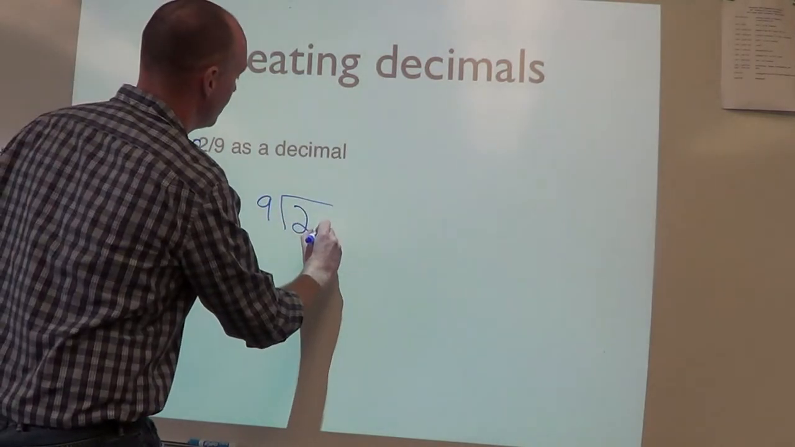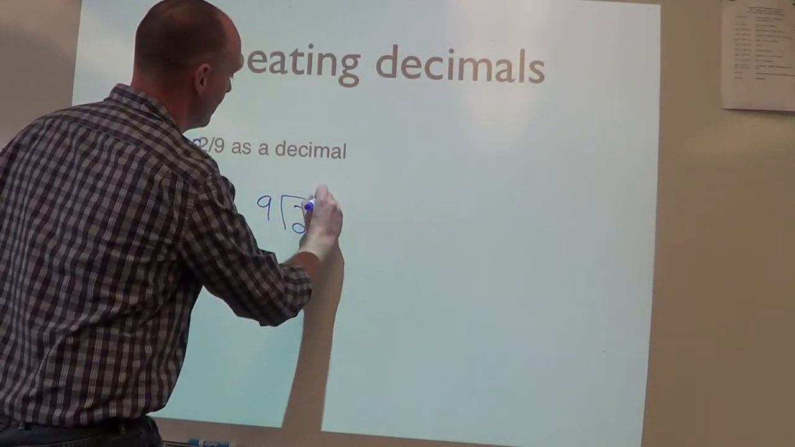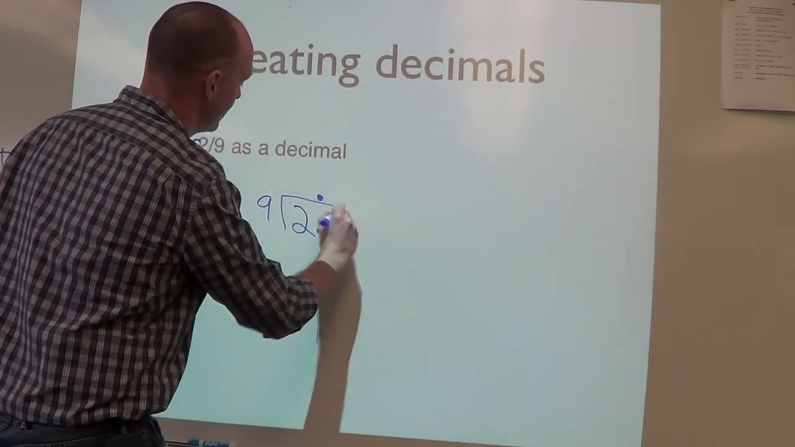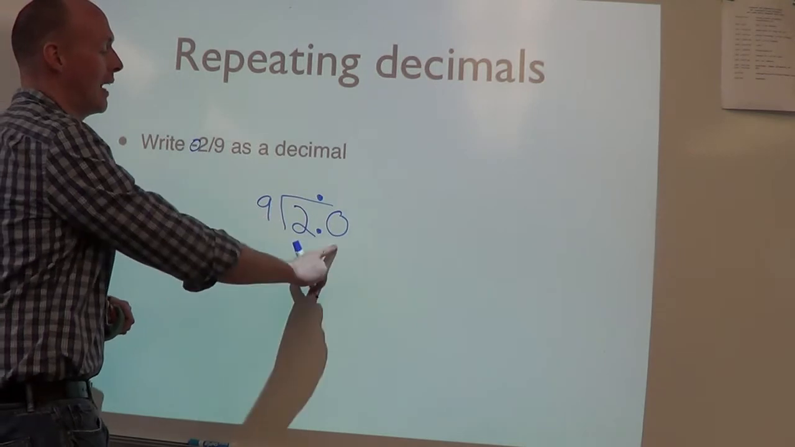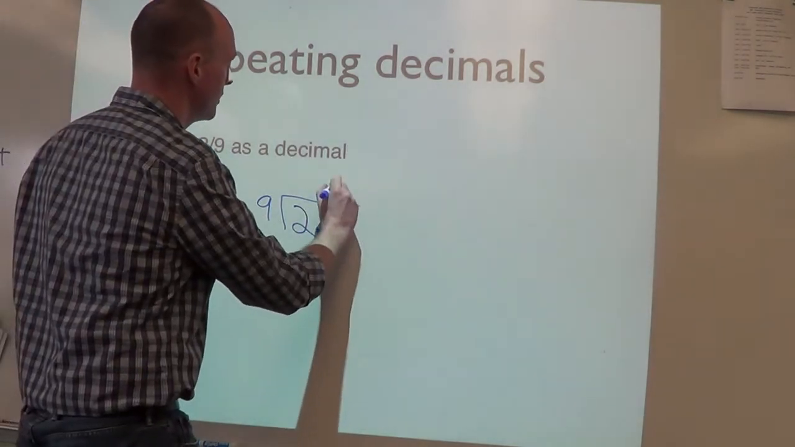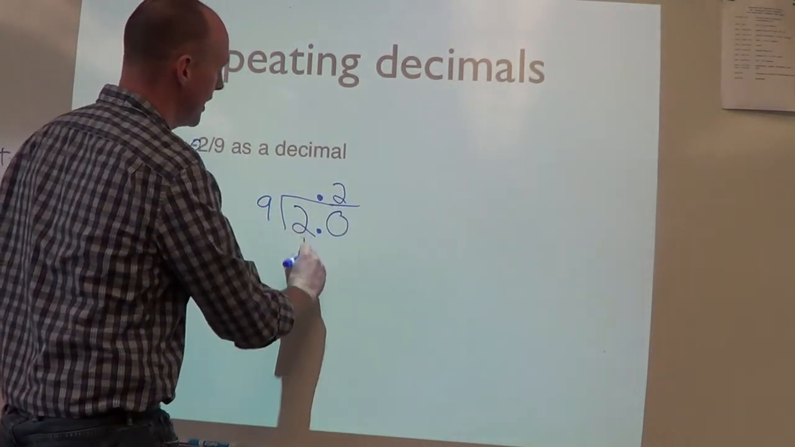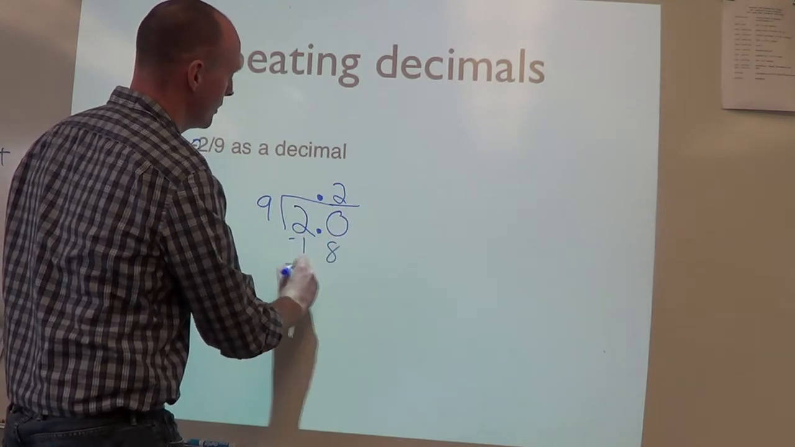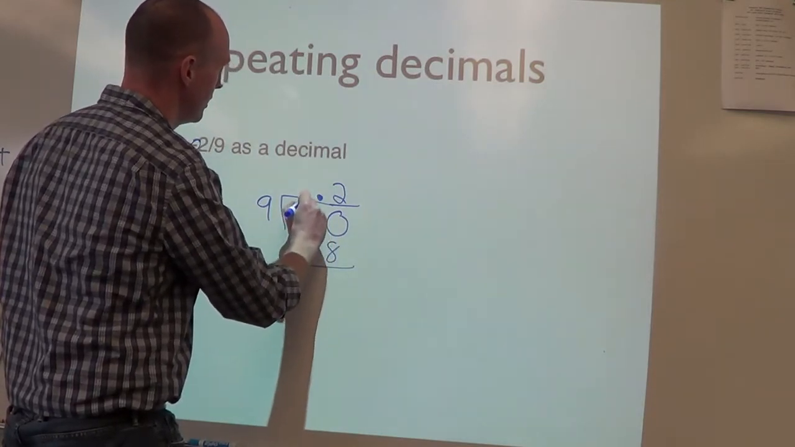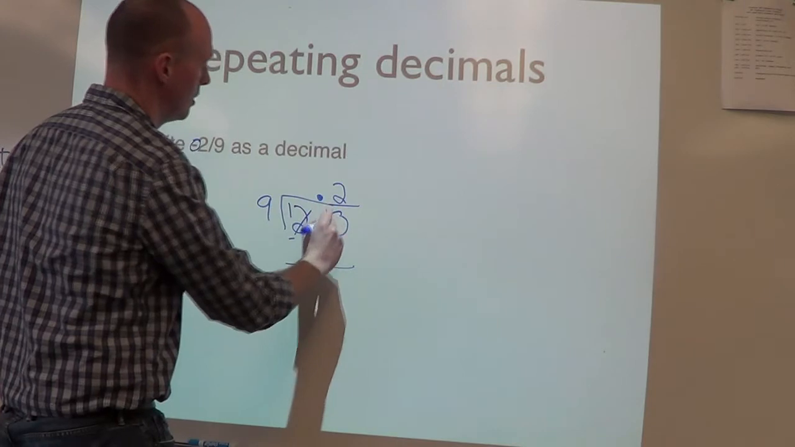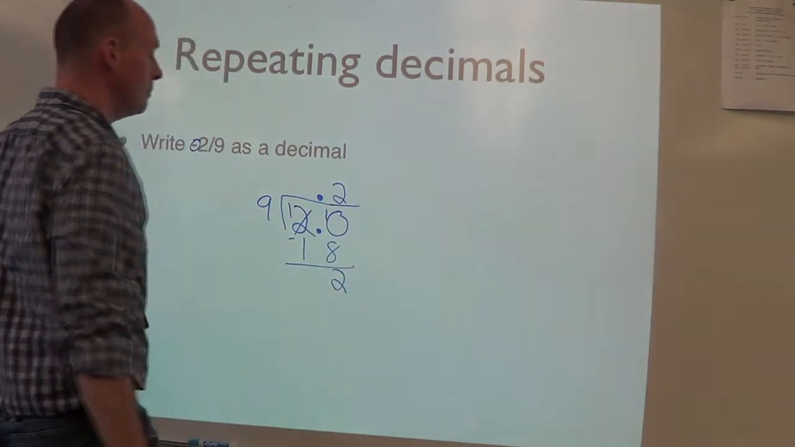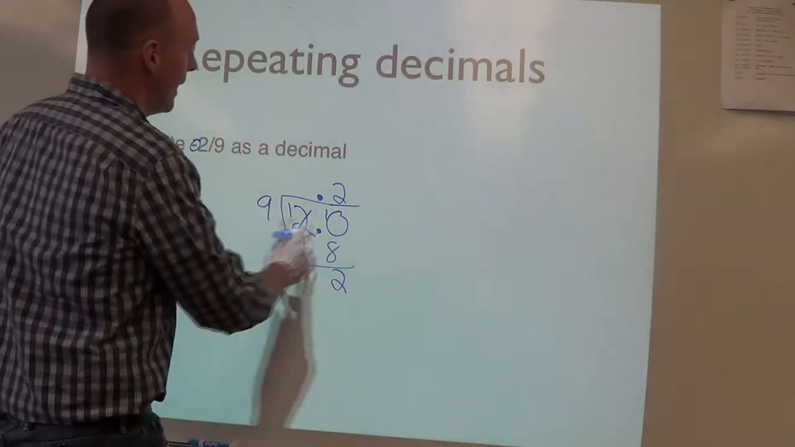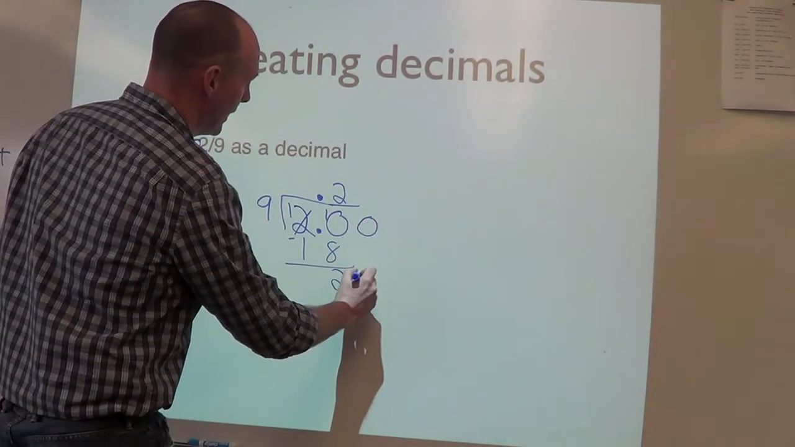9 can't go into 2. Put my decimal, annex a 0. How many times does 9 go into 20? Well, the closest is 2 times, because 2 times 9 is 18. Subtract. 20 minus 18 is 2. Perfect. Annex another 0. Bring it on down.